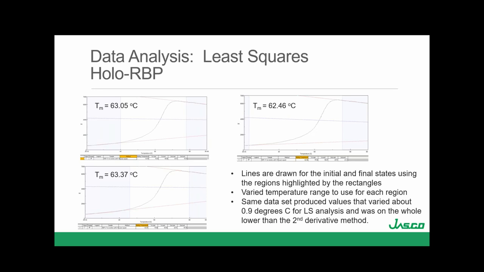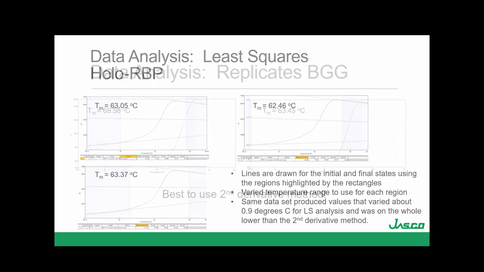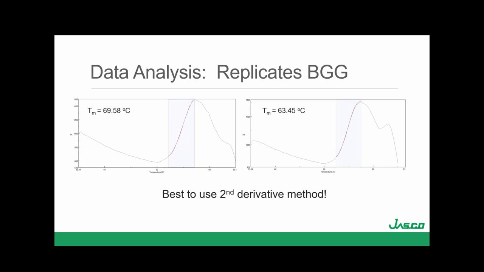Well, this is really quite pretty data, right? And you might also be asking, well, why would I use least squares versus second derivative? Well, let's look at this next set. So we have bovine gamma globulin samples that were run by a customer. And in this case, you'll see, not all thermal melt data is pretty. Some interesting things can happen at higher temperatures for fluorescence.